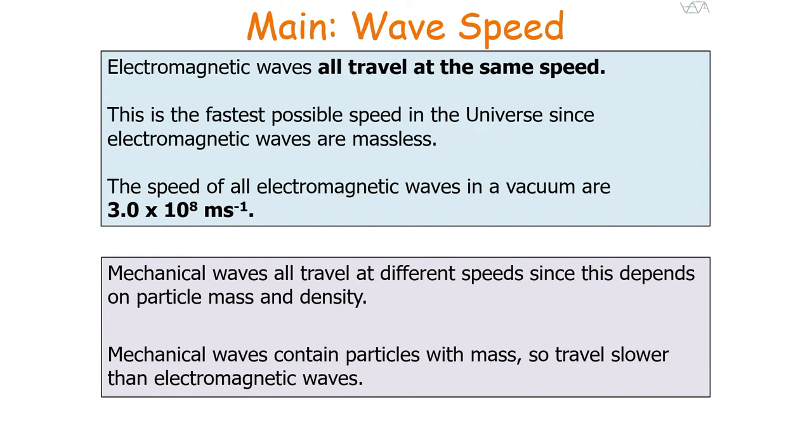Mechanical waves all travel at different speeds, since this depends on particle mass and density. Now, mechanical waves contain particles with mass, so waves travel slower than electromagnetic waves.